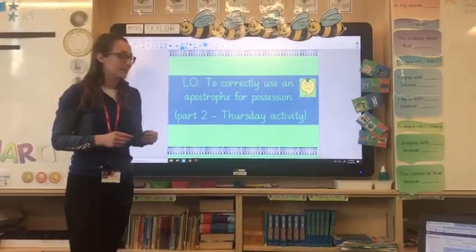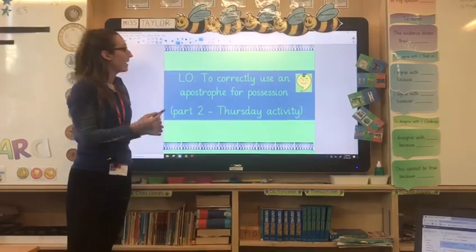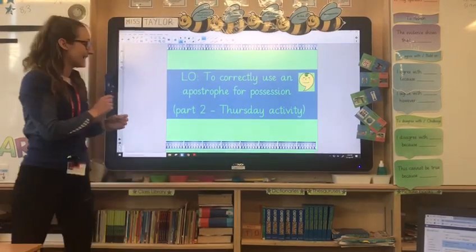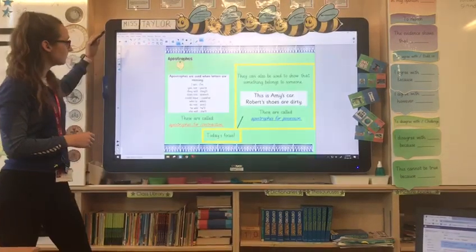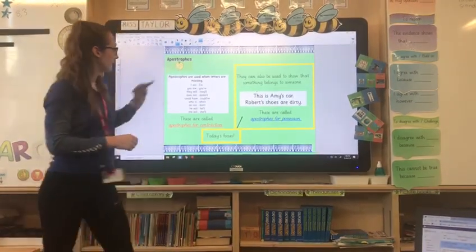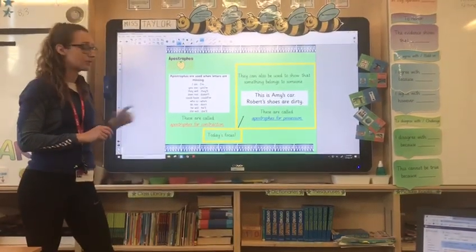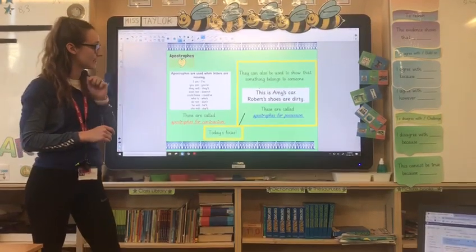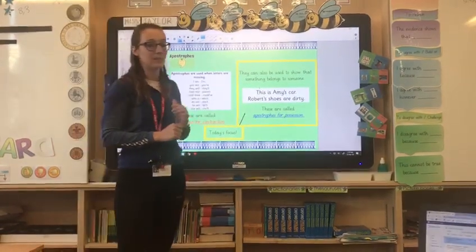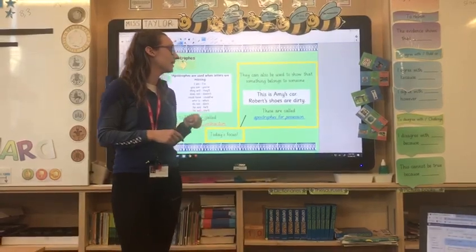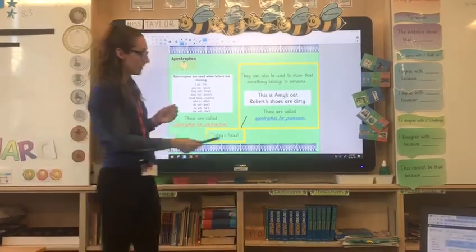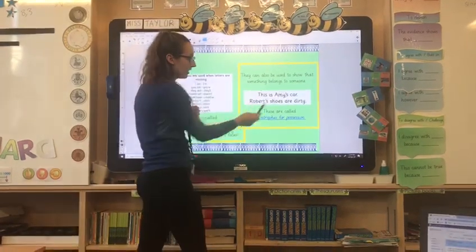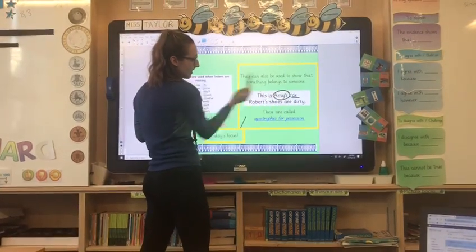Okay, part 2 of this English lesson on apostrophes. Today we're going to be looking at apostrophes for possession, okay, which is the Thursday activity on the school website. So, yesterday we looked at apostrophes for contraction, where the apostrophe eats that missing letter. Today we're going to look at possession, okay, so this is where an apostrophe is used to show that something belongs to someone. For example, this is Amy's car. That car belongs to Amy.